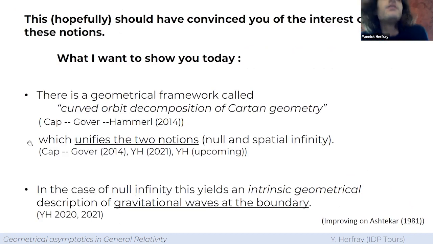Hopefully with all of this, I convinced you that there is interest in this notion of space-like and null asymptotics. What I really want to show you today is that even though in the detailed geometry the two definitions, null and spatial infinity, are quite different, there is a sense in which they can be unified into one picture thanks to a geometrical framework called curved orbit decomposition of Cartan geometry, which is due to Čap, Gover and Hammerl.